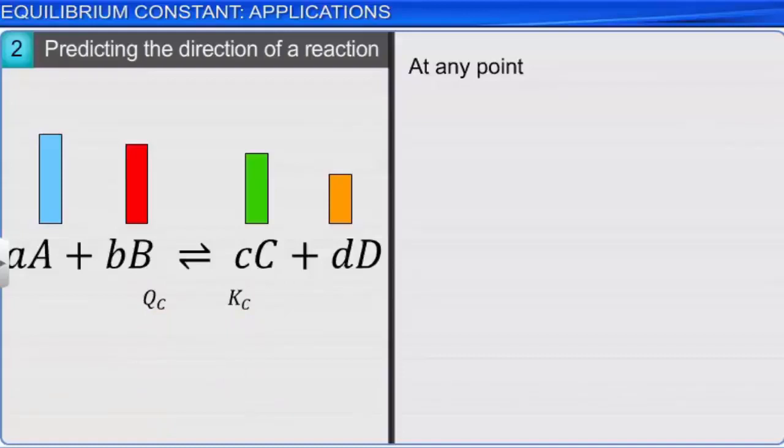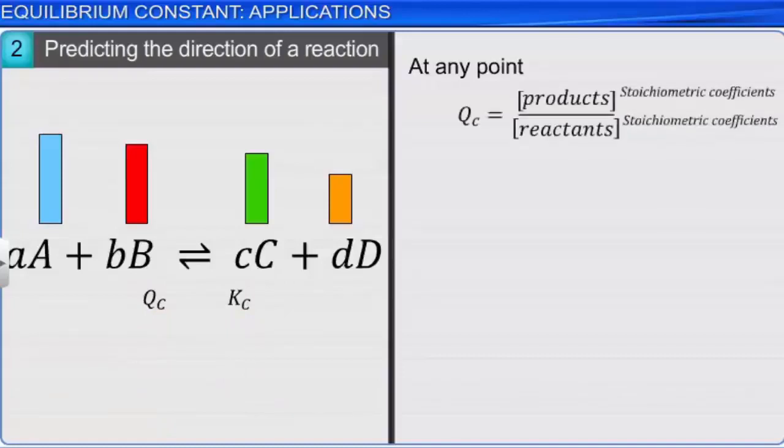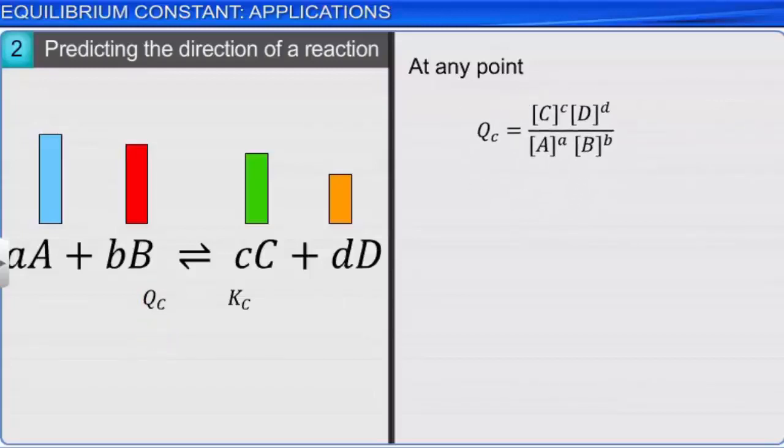At any point in a reversible reaction, the ratio of the concentration of the products raised to their respective stoichiometric coefficients to that of the reactants raised to their respective stoichiometric coefficients is known as the reaction quotient. QC is used for molar concentrations and QP for partial pressures. The reaction quotient expression of a reaction has the same equation as the equilibrium constant expression for that reaction.